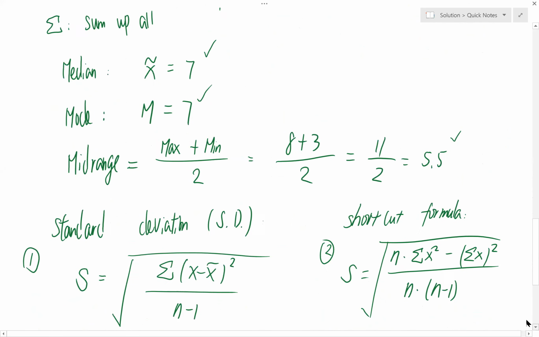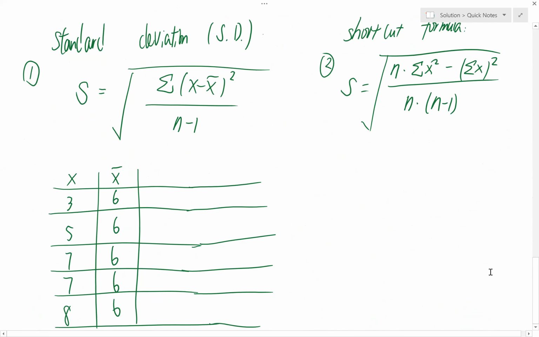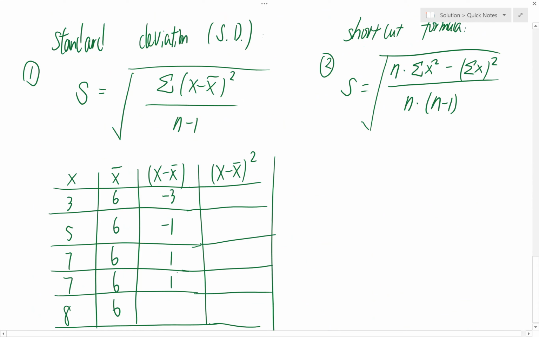Let's go back a little bit. We need a couple of things. The first one is to find the difference. The second one is to square that. So 3 minus 6 is -3. 5 minus 6 is -1. 7 minus 6 is 1. 7 minus 6, 1. 8 minus 6, 2. And after squaring, all these negative numbers become positive.